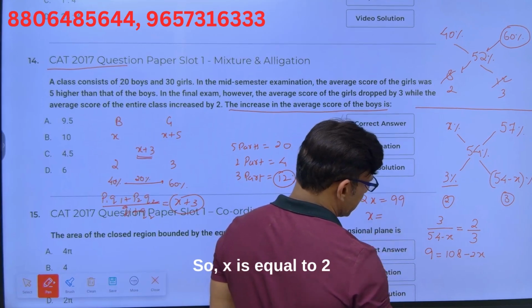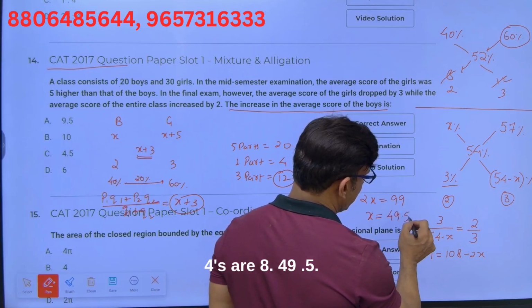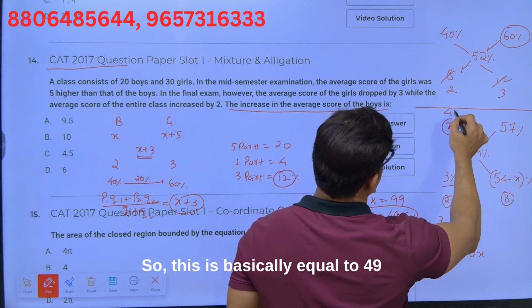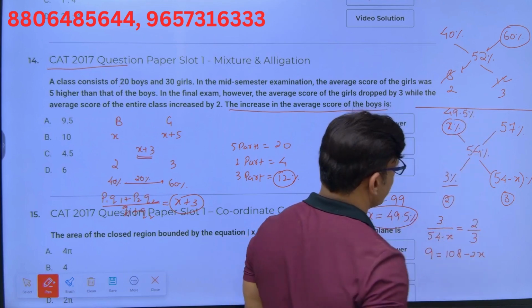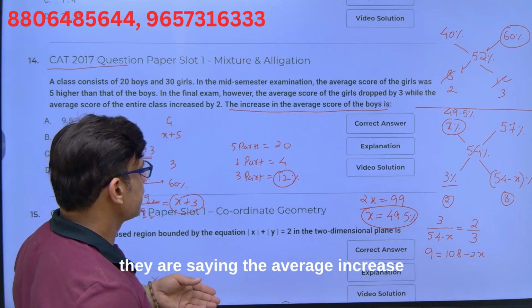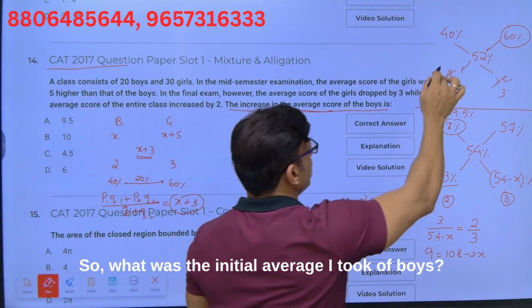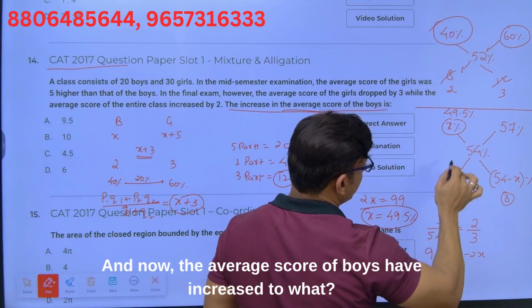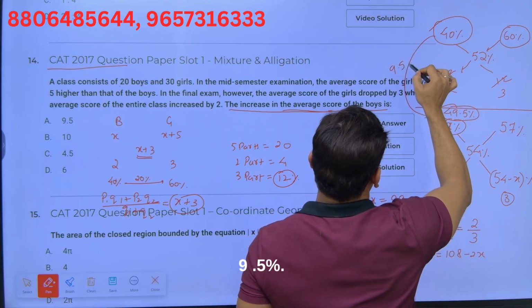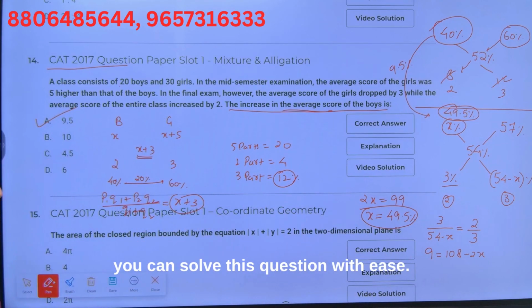So x is equal to 49.5. So this is basically equal to 49.5%. Now they are asking the increase in the average score of boys. So what was the initial average I took for boys? 40%. And now the average score of boys has increased to 49.5%. So there is an increase of 9.5%. So without going into heavy calculation, you can solve this question with ease.